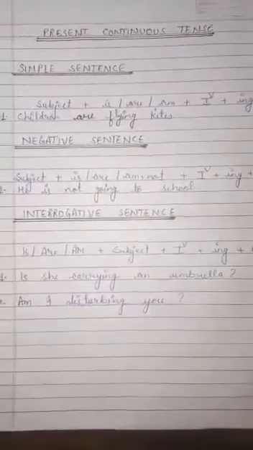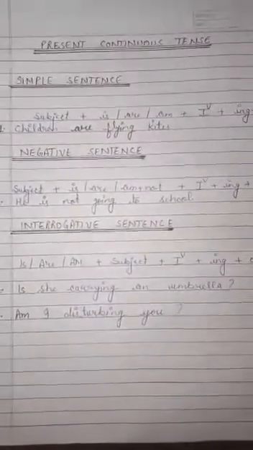Now, present continuous tense. Present continuous tense is a verb tense which is used to show that an ongoing action is happening now. It is used to talk about actions in progress at the time of speaking. Here are the rules for making the present continuous sentences. For making the simple sentence, we use subject plus the verb is, am or are, then first form of the verb along with ing and then object. Example is, children are flying kites.